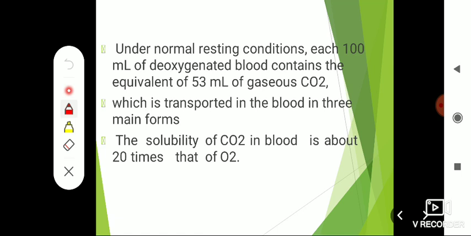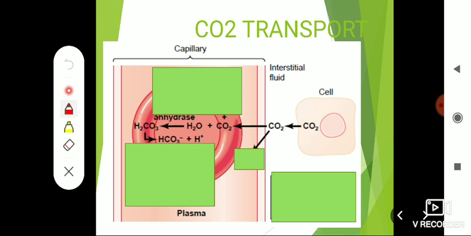Under normal resting condition, each 100 ml of deoxygenated blood contains the equivalent of 53 ml of gaseous CO2, which is transported in the blood in three main forms. The solubility of CO2 in the blood is about 20 times that of oxygen. Now here is the cell which is producing CO2 in presence of oxygen. In the Krebs cycle, CO2 is formed. Now this CO2 enters the interstitial space, and from here it will enter the plasma and be transported.